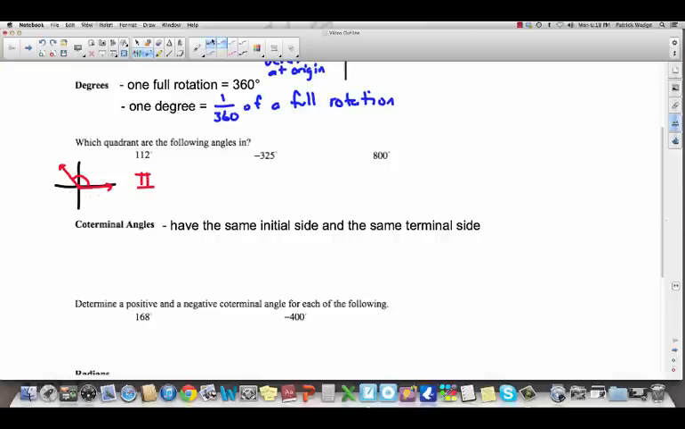Negative 325. Again, just to help out, I'll draw this. So there's the initial side. It's a negative angle, so we're moving this way. This would be 90. This would be 180. This would be 270. And all the way around is 360. Well, negative 325 has to be somewhere between 270 and 360. So it must be in here, and we're measuring it around that way. So it is in the first quadrant.